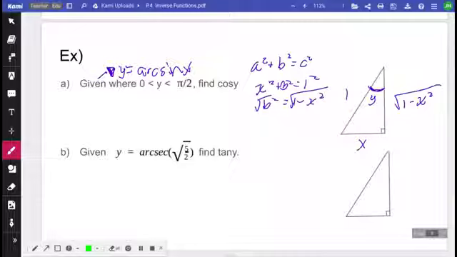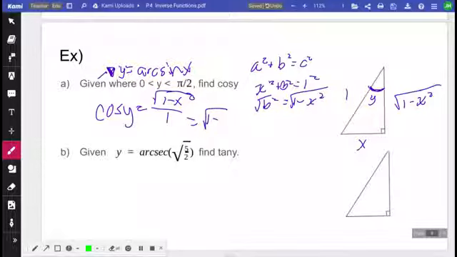Okay, and then it says, find cosine of y. Well, that's not hard. Again, cosine of my angle. Just remember what cosine is from geometry and pre-calc. Cosine is adjacent over hypotenuse. Adjacent to the angle is root 1 minus x squared, and the hypotenuse is 1. So it's just root 1 minus x squared. So it's almost like a puzzle.